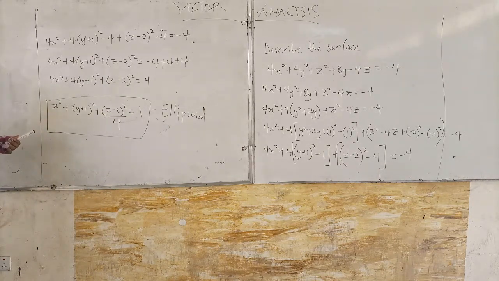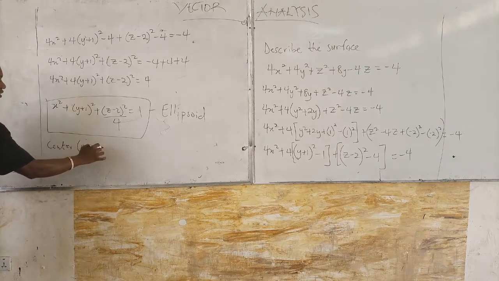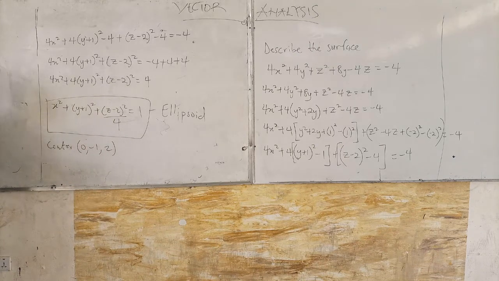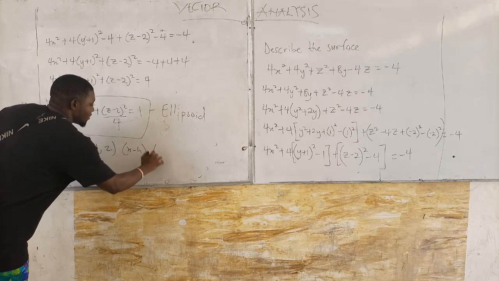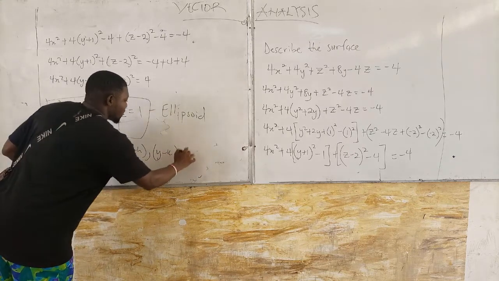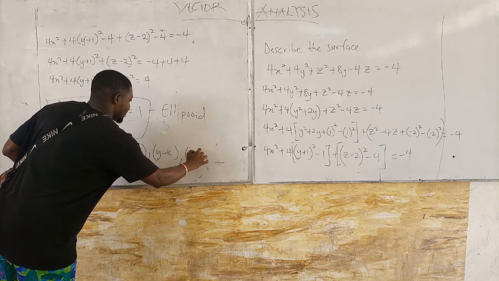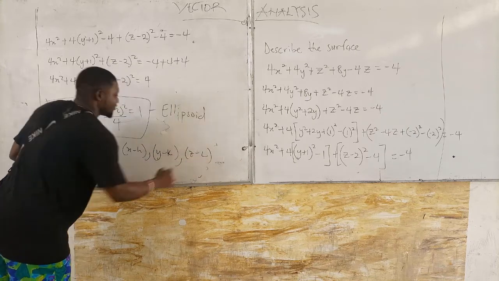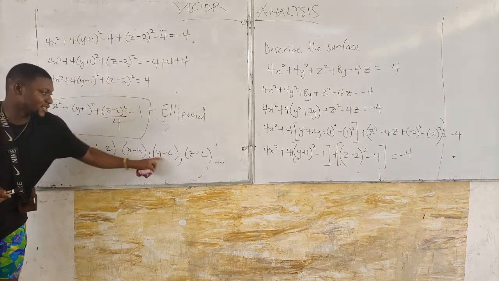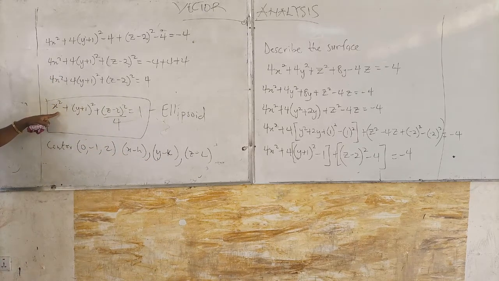But what's going to be the center? The center is 0, negative 1, 2. Hope we understand how it's 0, negative 1, 2. But you're going to compare it with x minus h, y minus k, and z minus maybe what variable, like l. So we are comparing it with this. I get it.